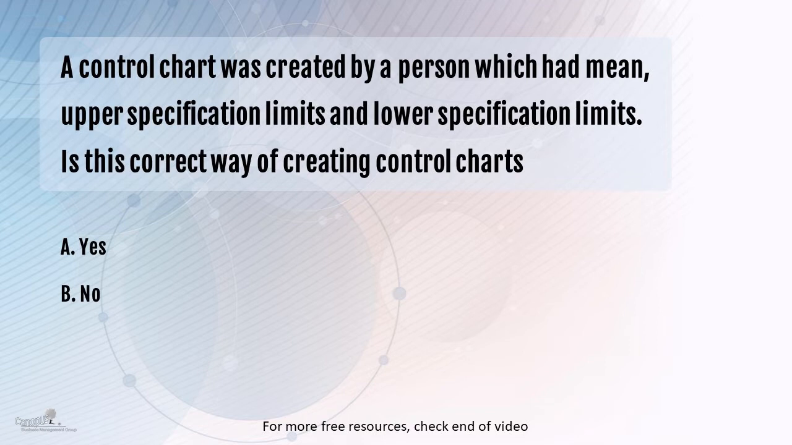Now, in order for you to understand the answer to this question, you need to have a very basic understanding of control charts. Control charts are nothing but they represent the variation which is there in the process. So the limits that we see on the control charts on the upper side and the lower side of the mean is nothing but the spread or the variation from the data, and it has nothing to do with what the customer wants you to achieve, right?